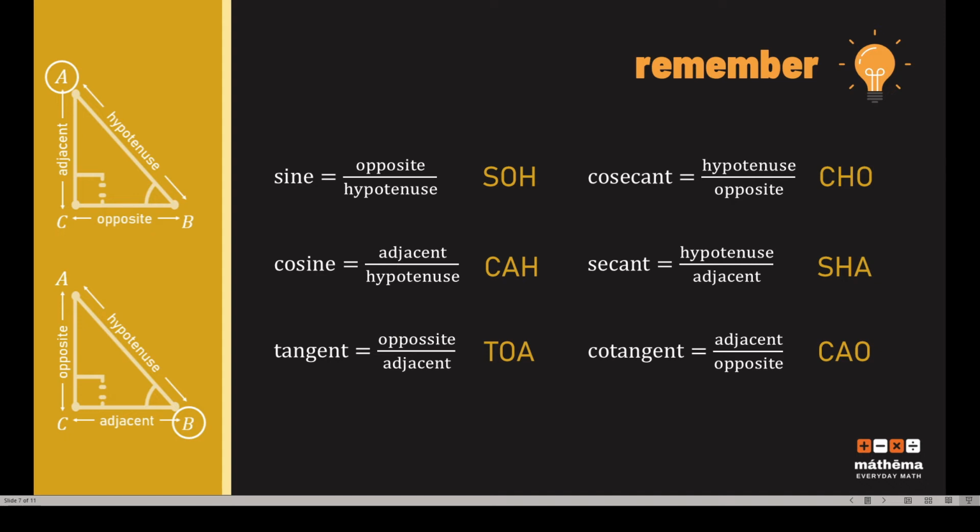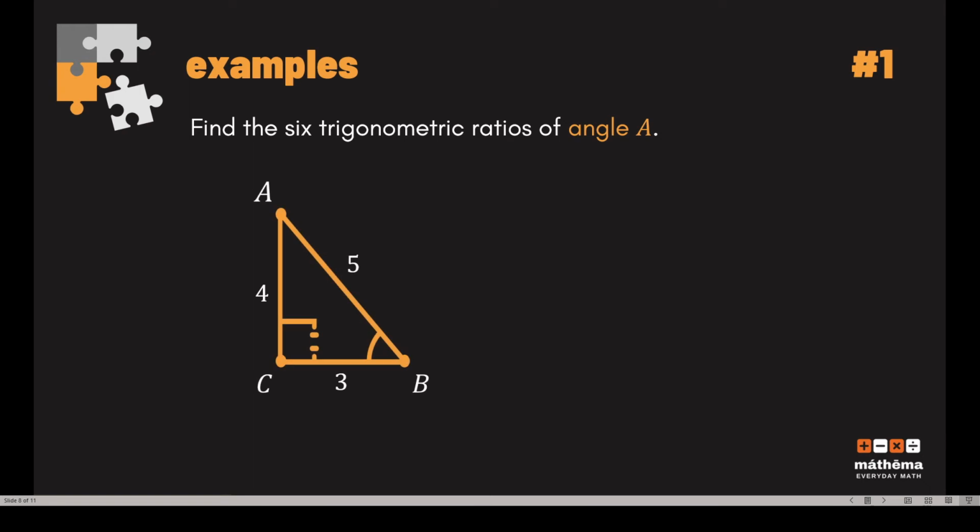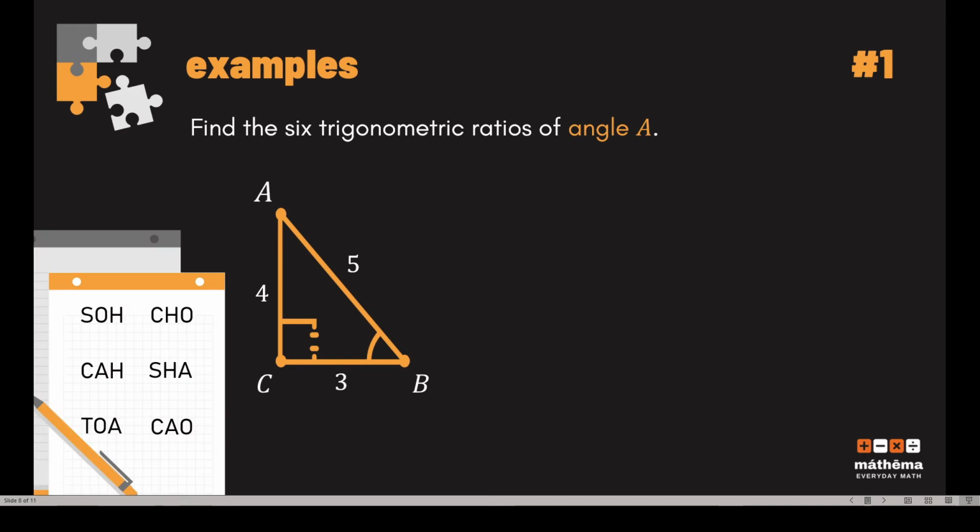Sine, so; cosine, ka; tangent, toa; cosecant, cho; secant, sha; cotangent, cow. Again, that's SOH-CAH-TOA, CHO-SHA-COW. Example 1. Find the 6 trigonometric ratios of angle A. So if this is our triangle ABC, what are the 6 trig ratios of angle A? We'll be using our mnemonics, SOH-CAH-TOA, CHO-SHA-COW.